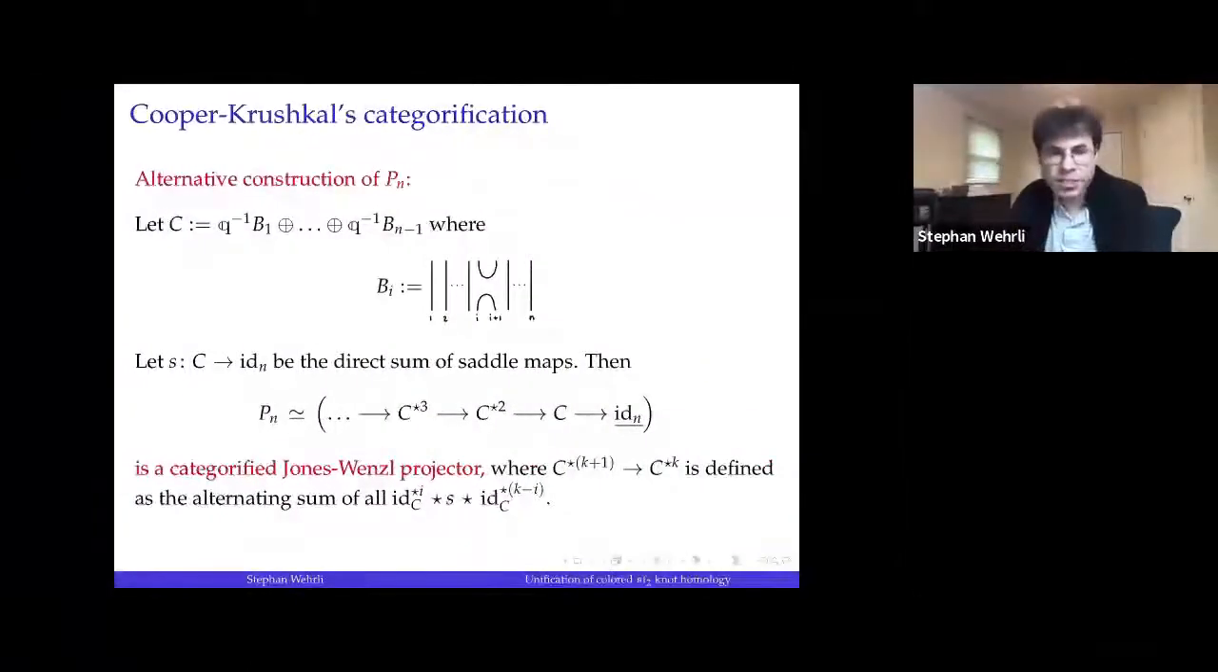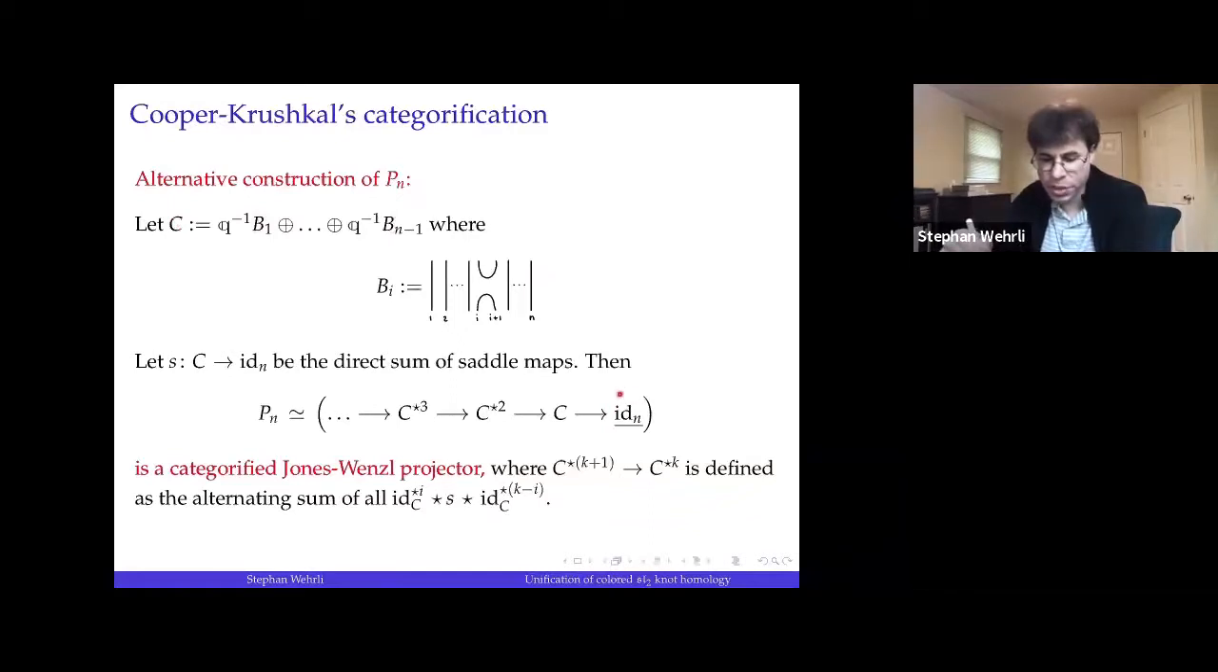Let me remark that there's a different construction of a projector. I think this is due to Matt Hogancamp. So what you do is you just define Z to be an object which is given by that formal direct sum of these elementary Temperley-Lieb tangles for all i. And then you just construct a complex by stacking such pieces on top of each other.